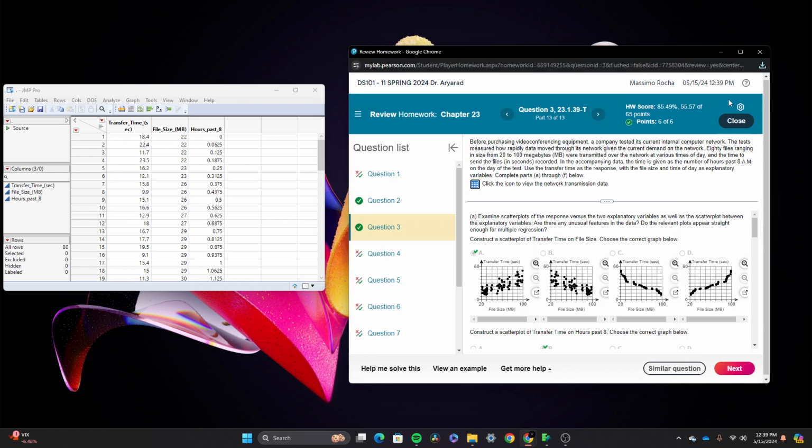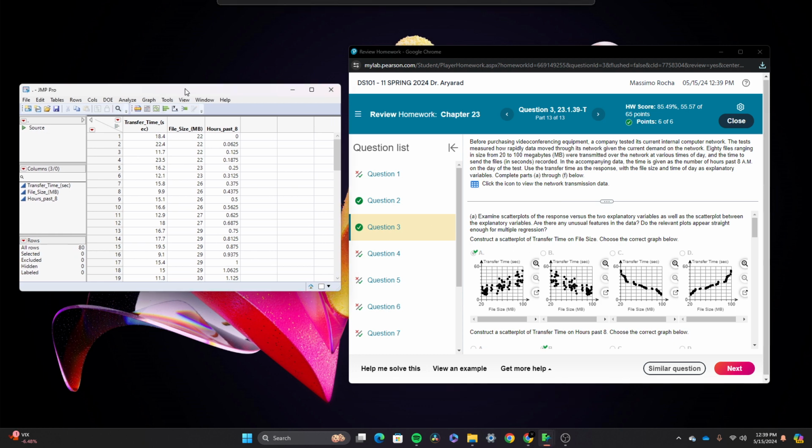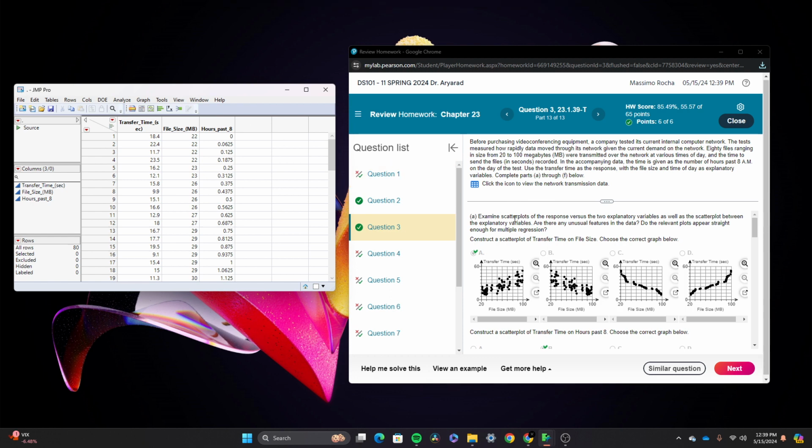All right. Chapter 23, question 3. So, to get started, we're going to have to make some scatter plots. So, this one here says examine scatter plots of the response versus the two explanatory variables, as well as a scatter plot between the explanatory variables. Are there any unusual features in the data? Do the relevant plots appear straight enough for multiple regression?